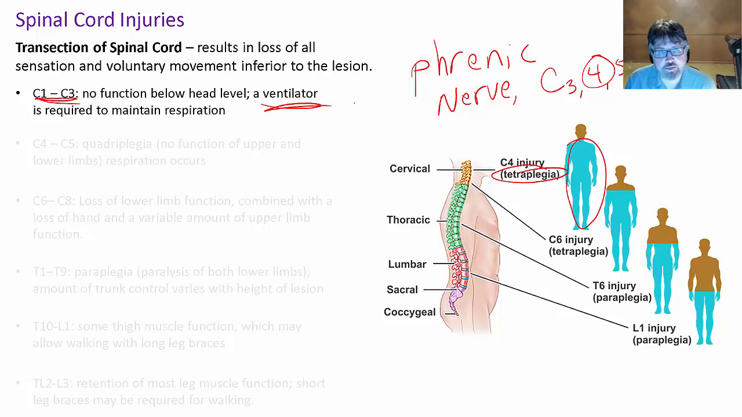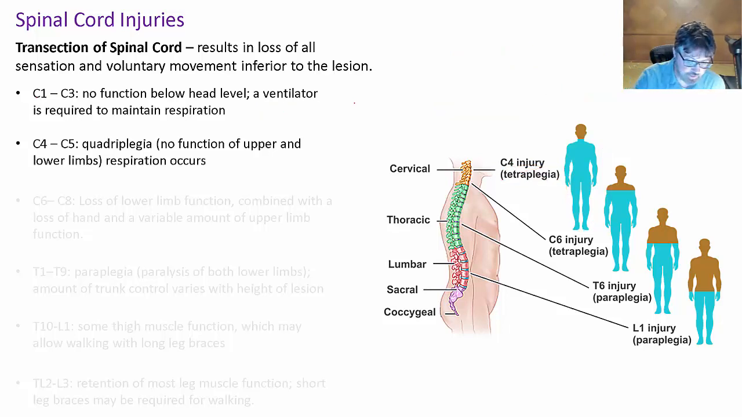Now let's say we go a little bit lower. So now we're below the C4. We're at C4 to C5. Here, depending on whether the transection is at C4 or at C5, you would definitely still have the quadriplegia, but respiration can now occur because you might have contributions from C3 or C4, depending on how that transection would work. You might need some assistance, but for the most part, the big thing here, C3 or C4, C5 injury, as we can see here, is tetraplegia. Respiration is intact, but not the function of the upper or lower limbs.